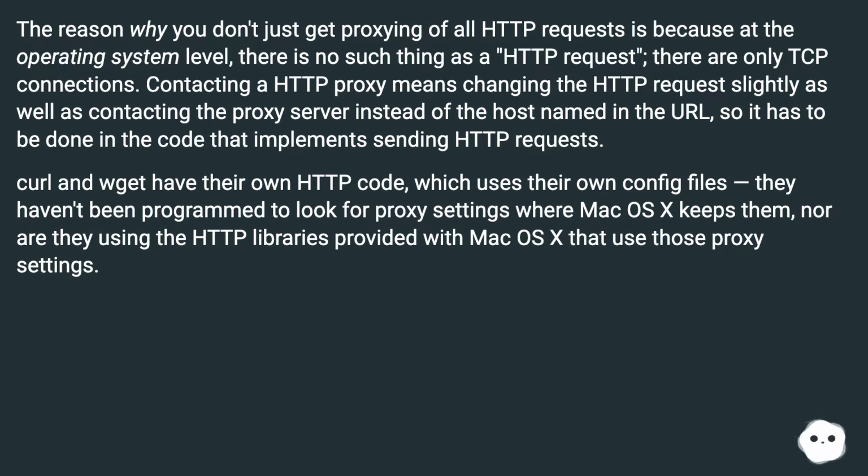Curl and wget have their own HTTP code, which uses their own config files. They haven't been programmed to look for proxy settings where Mac OS X keeps them, nor are they using the HTTP libraries provided with Mac OS X that use those proxy settings.